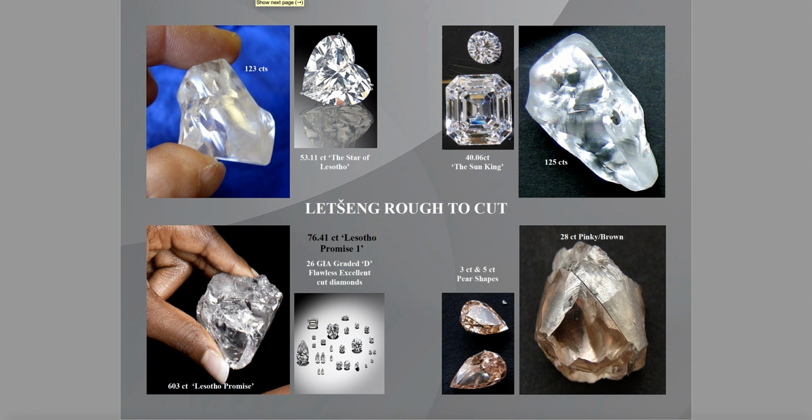Then here on the lower left hand we have the 603 carat Lesotho Promise, and from the 603 carat Lesotho Promise they have produced a lot of single stones, the largest with 76.41 carat, and this whole parcel consists of jewelry of 26 pieces. And finally on the lower right hand, we have a 28 carat pinky brown stone, and we could produce 3 carat and 5 carat pear-shaped stones.